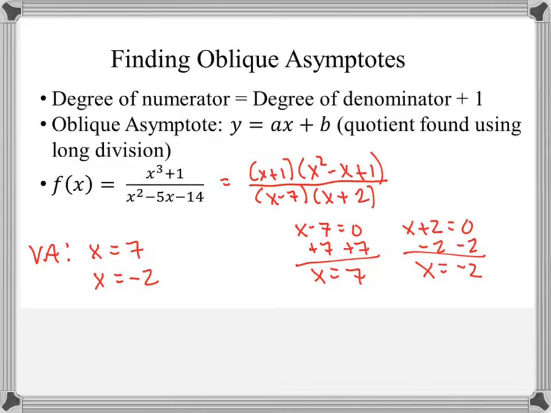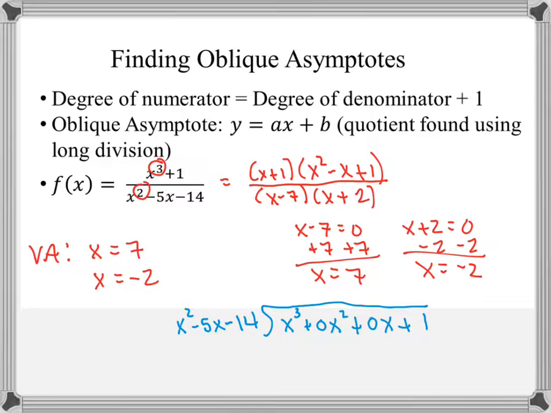Now let's identify the oblique asymptote. We see that the degree of the numerator is 1 more than the degree of the denominator. 3 is 1 more than 2. So that means we will need to do long division. I'm taking x cubed plus 1, putting 0 placeholders in for the quadratic and the linear term, and then dividing that by x squared minus 5x minus 14.